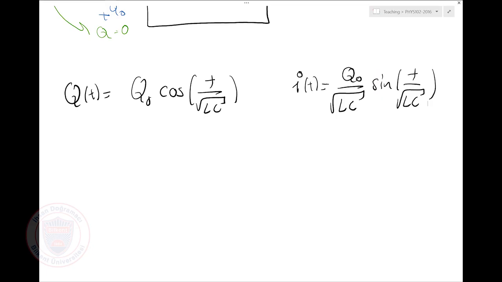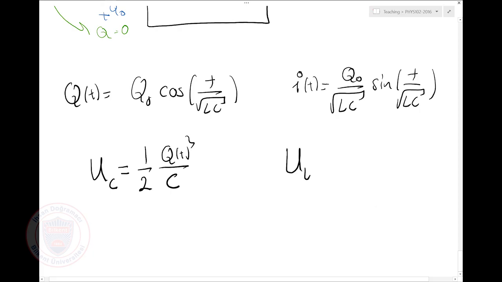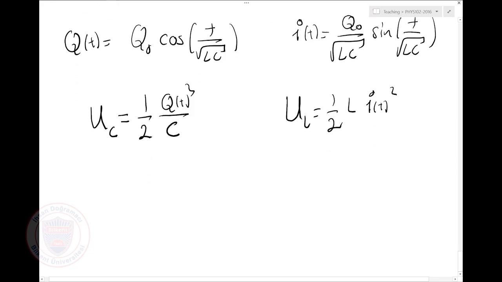What is the energy stored at any time in the capacitor? The energy stored at any time in the capacitor is 1/2 Q of t squared divided by C. What's the energy stored at any time in the inductor? It's going to be 1/2 L I of t squared. So let's calculate these two quantities.